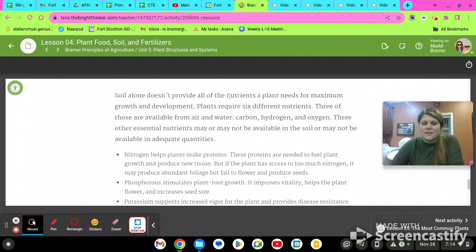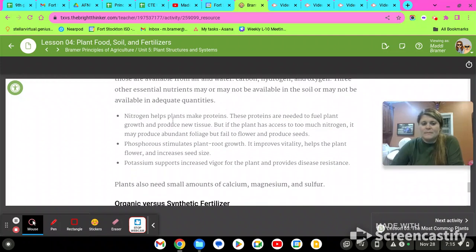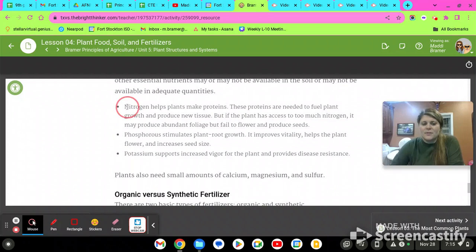Soil doesn't provide all the nutrients that a plant needs. Plants require 6 different nutrients. 3 of them are available from air and water: carbon, hydrogen, and oxygen. 3 are other essential nutrients that may not be available in the soil, or they may be there. Those are nitrogen, phosphorus, and potassium. A great way to remember this is NPK, their initials from the periodic table.